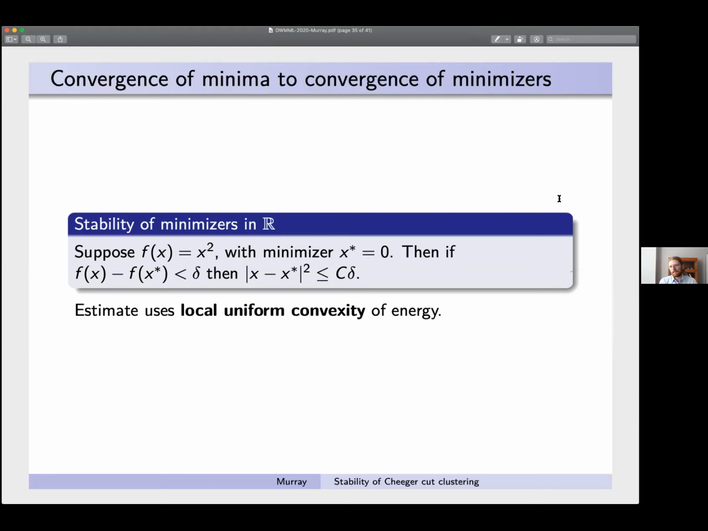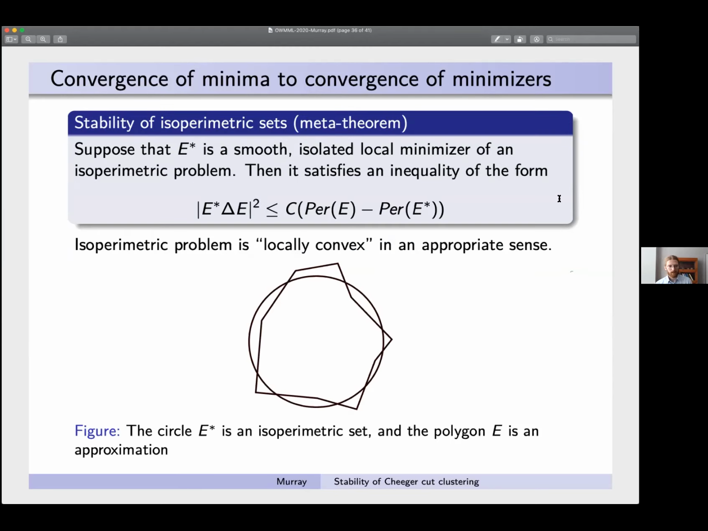And this basically just says, look, the energy is locally convex around its minimum. And so then we can quantify the distance between x and x star just using the difference between the energies of x and x star. Okay. So this is a very simple calculus idea that you can just write down explicitly. It turns out that an analogous idea holds for the perimeter function, okay?